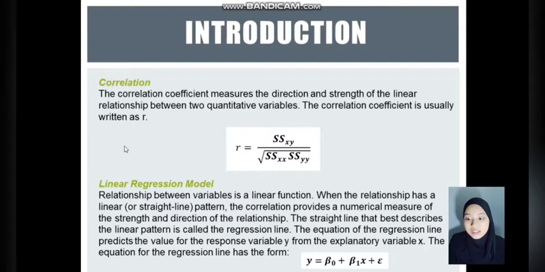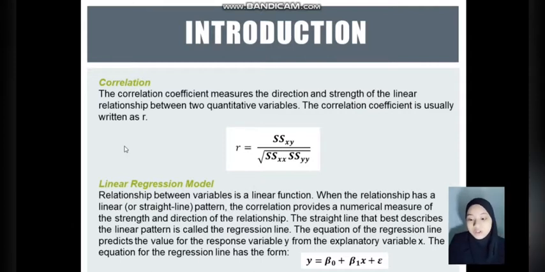So next, there is the linear regression model. The relationship between variables is a linear function. When the relationship has a linear or straight line pattern, the correlation provides a numerical measure of the strength and direction of the relationship. The straight line that best describes the linear pattern is called the regression line. The equation of the regression line predicts the value for the response variable y from the explanatory variable x.